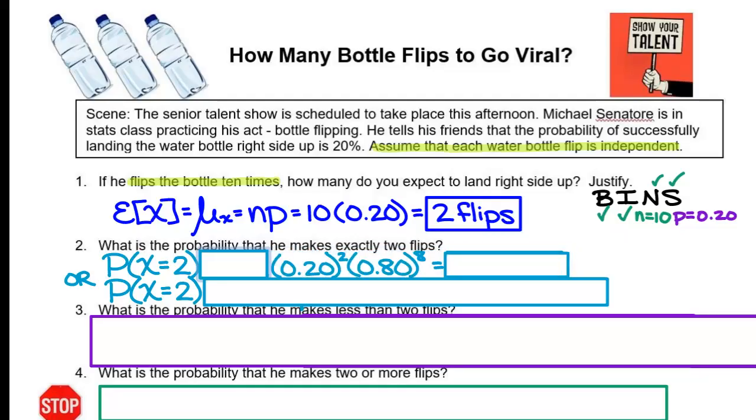All right, so there's one other piece that has to go into this. Because if he's going to make exactly 2, are we guaranteed that it's the first 2 that he's going to make? Could it be the last 2? Could it be the first one and the last one? How many different ways are there to do this? How do I figure out how many different ways there are that he gets exactly 2 flips to land right side up? 10C2.